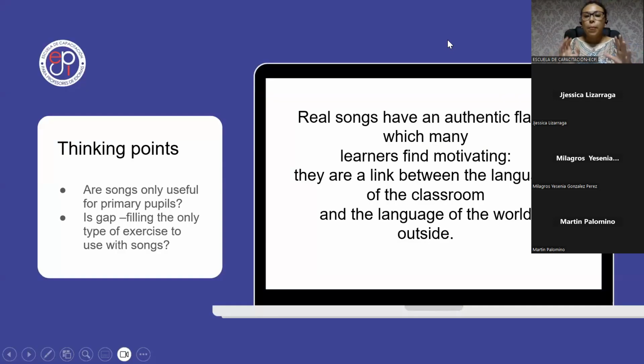Okay. So, songs are not just for kinder, are not just for primary. You can use this in secondary level, but you have to know what kind of songs you are going to play. The second question is, is the complete exercise the only type of exercise to use with songs? What do you think? Is it the only exercise? Only listen and complete? Only listen and underline? What do you do with the song? Is that the only exercise?